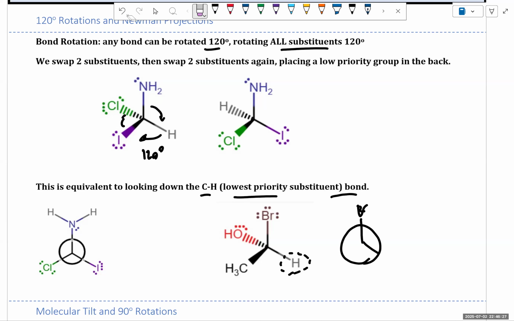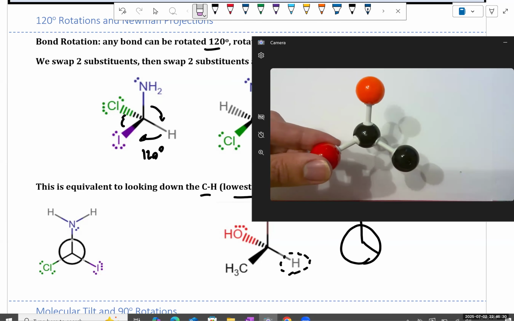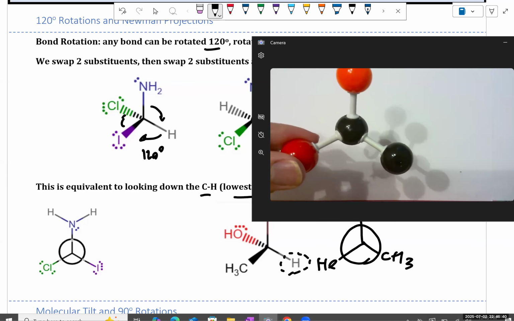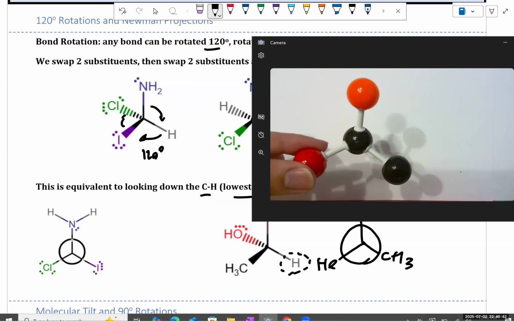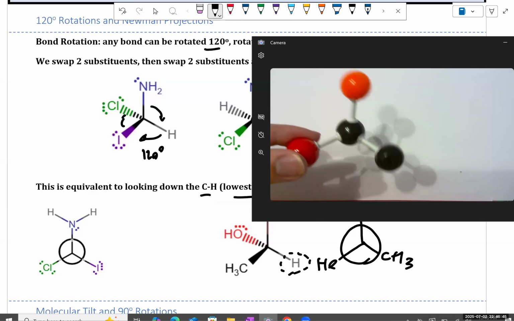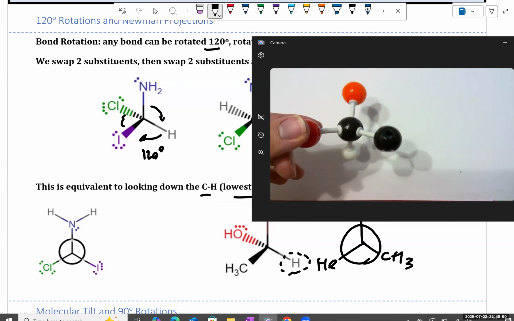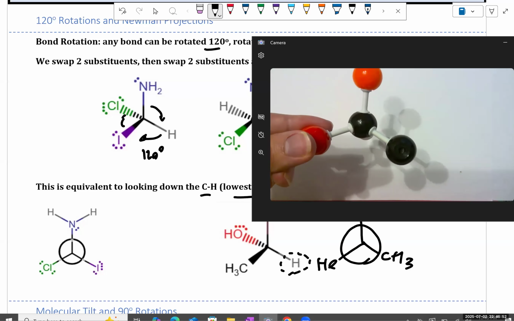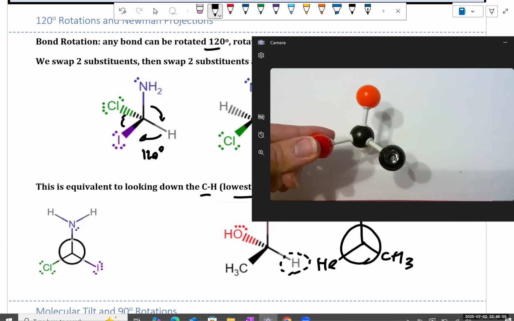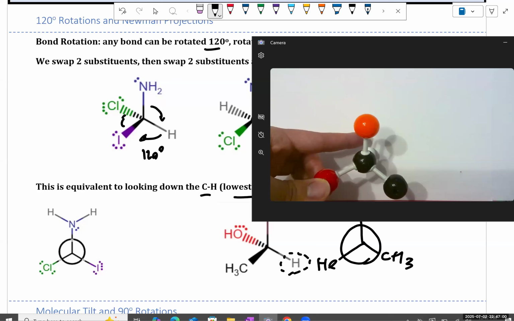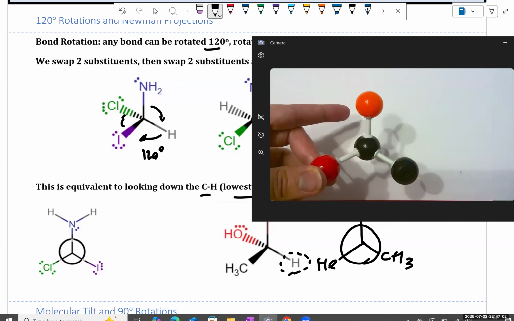Let me check. Sorry, the alcohol shouldn't be there. The methyl group is on the right, and the alcohol is on the left. This is really important, this idea where you can take a model, place the lowest priority substituent in the back, and assign the configuration. Using this skill that we learned from drawing Newman projections can let you quickly do that. Again, you're just looking down the carbon atom and down the bond between the carbon atom and the lowest priority substituent, which is hydrogen.